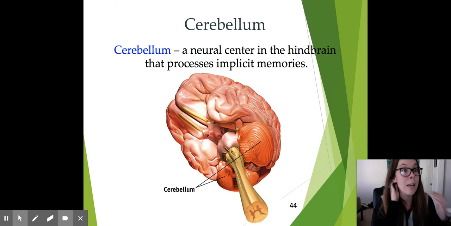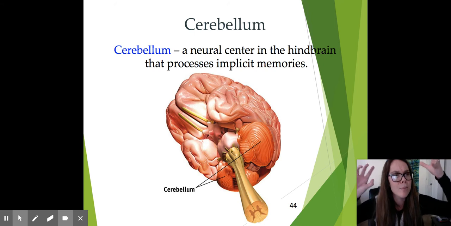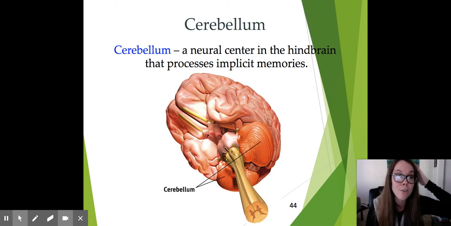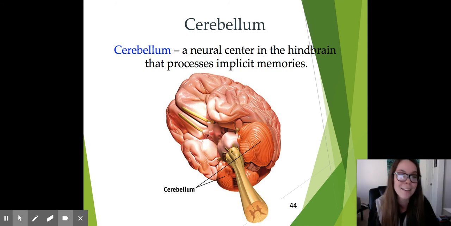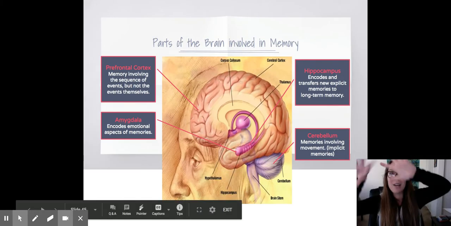So that is where our implicit memories lie, our procedural memories, like driving a car. I'm trying to think of other things, and I'll come up with them during class, but again, think of procedural things that you don't have to have conscious recall for, okay? All right.